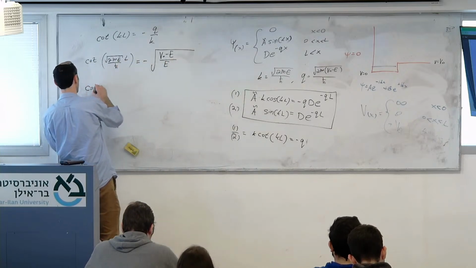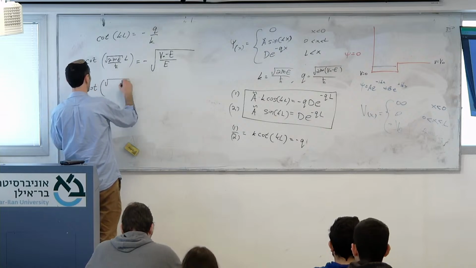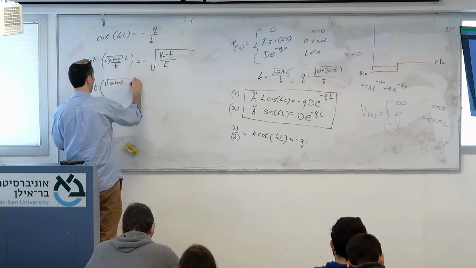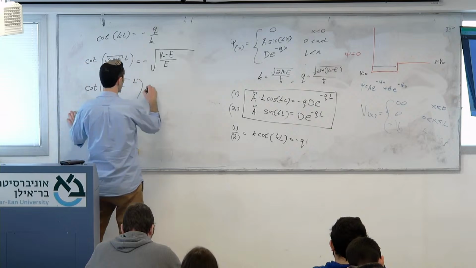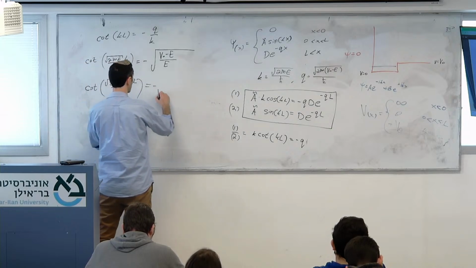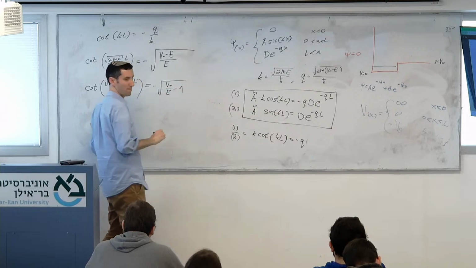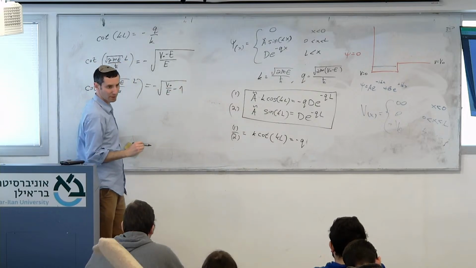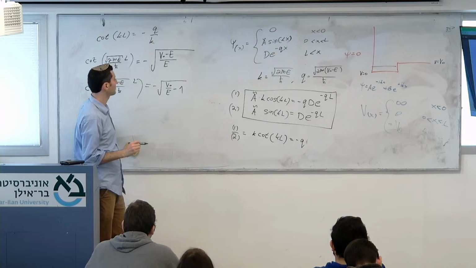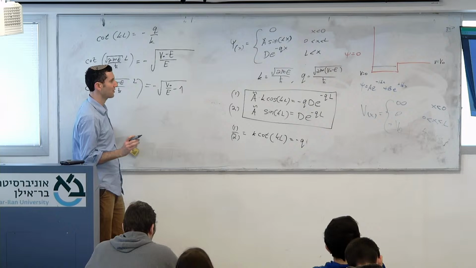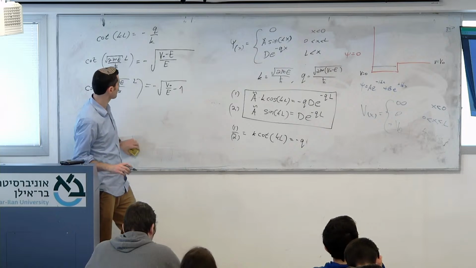Cotangent of square root of 2mE times L over h bar is equal to minus the square root of V naught divided by E minus 1. Am I correct? I'm asking if I made a mistake here. No, okay.